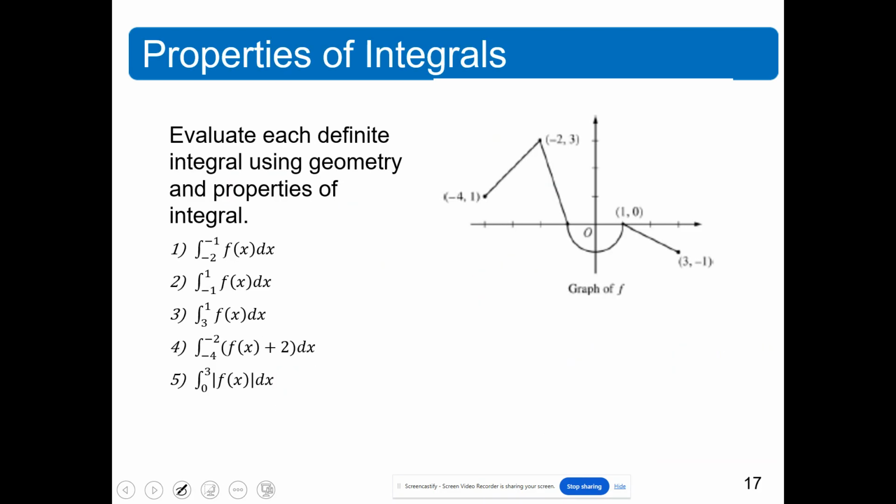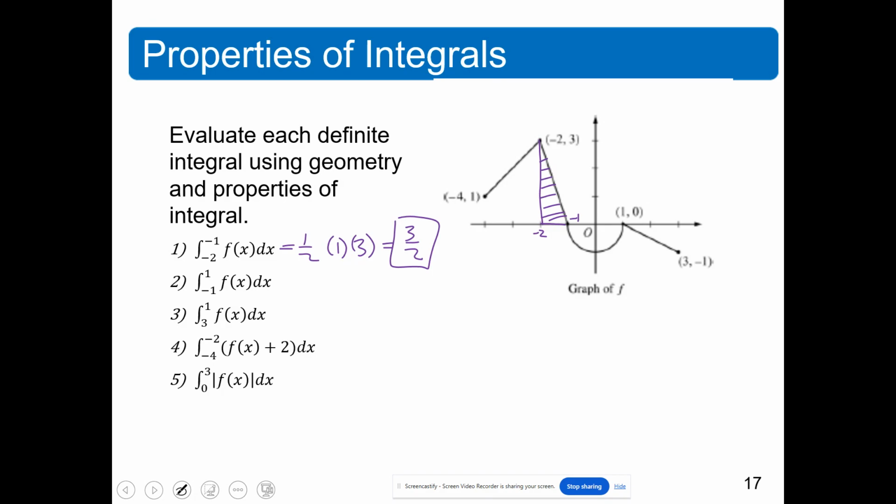And last but not least, I'm going to just kind of give you the answers to these. So this is properties of integrals. If I'm going from -2 to -1, I'm essentially asking what's the area of this triangle that's above the x-axis. So it'd be 1/2 times 1 times 3, which is 3 over 2.